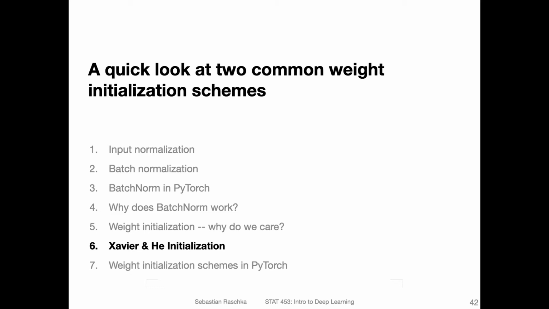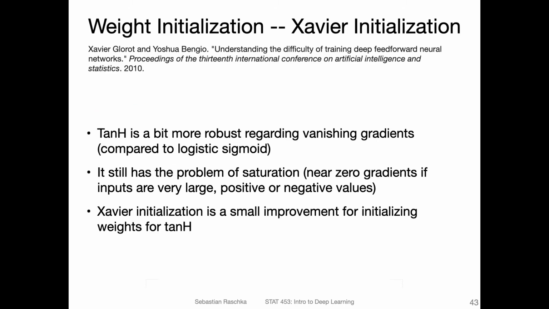Yeah, let's now take a look at two of the most common weight initialization schemes for deep neural networks. The first one we start with is called Xavier-Glorot initialization. Sometimes people just say Xavier initialization, sometimes people say Glorot initialization. The name comes from the name of the first author of the paper that proposed this method. Usually this type of initialization is used in connection with a tanh function, the hyperbolic tangent activation function.